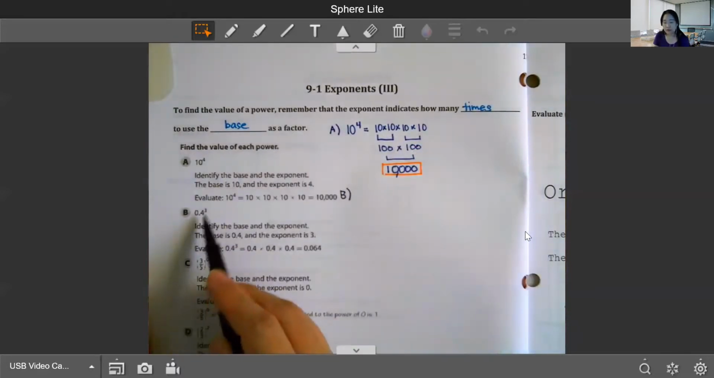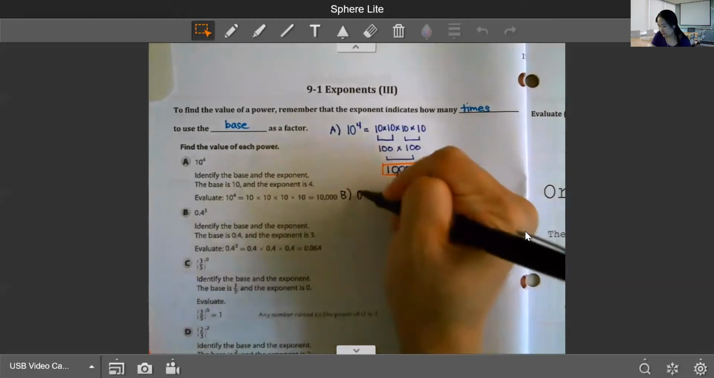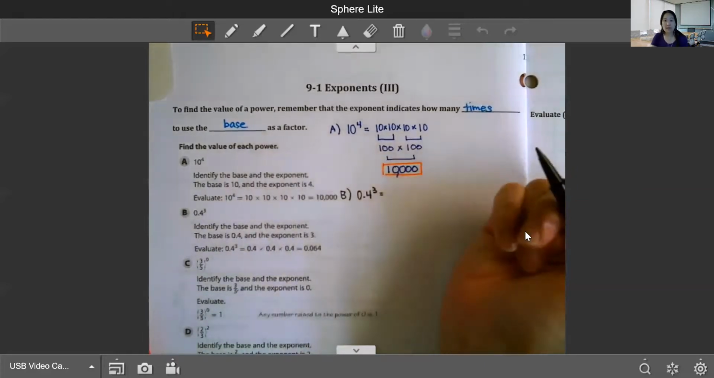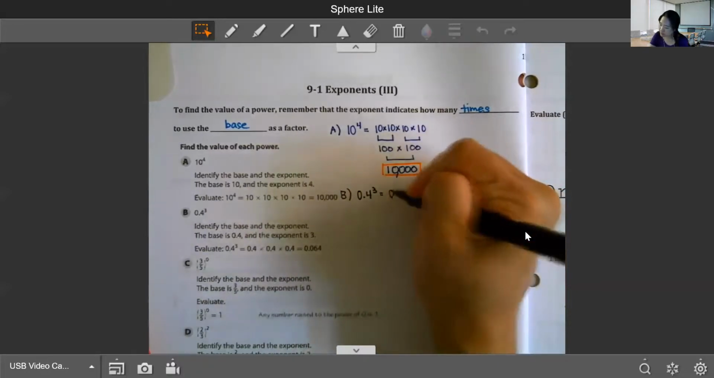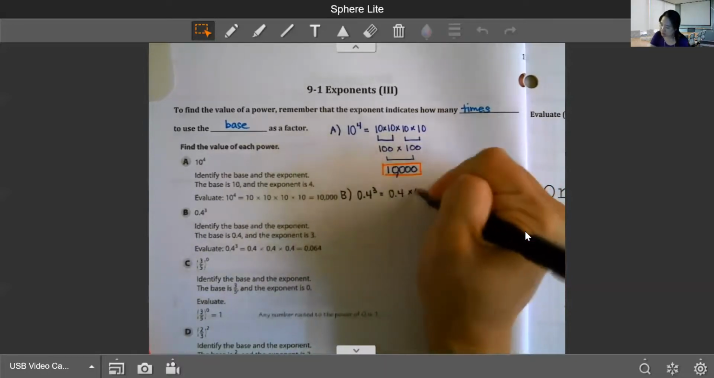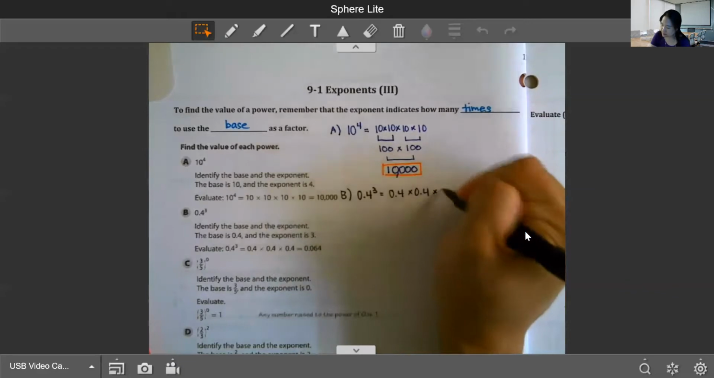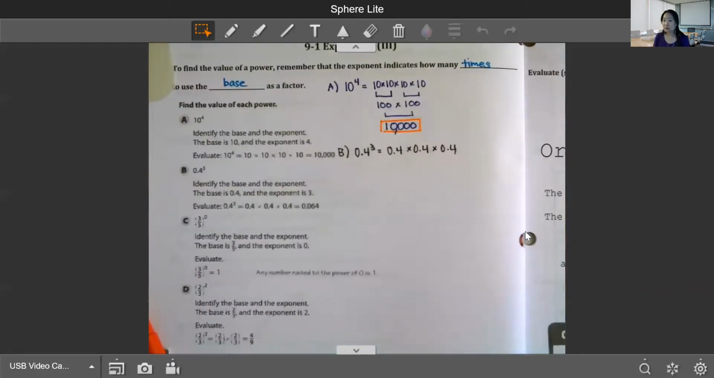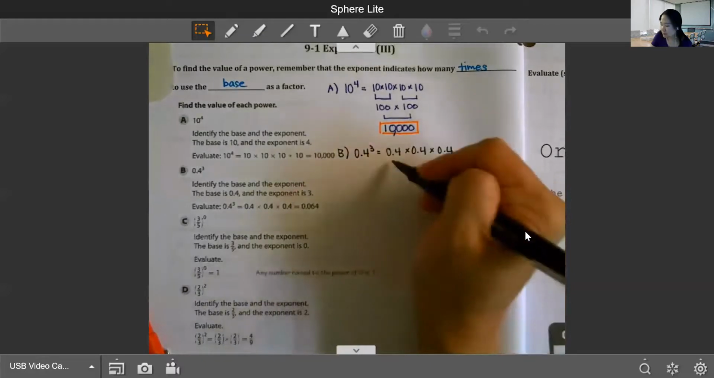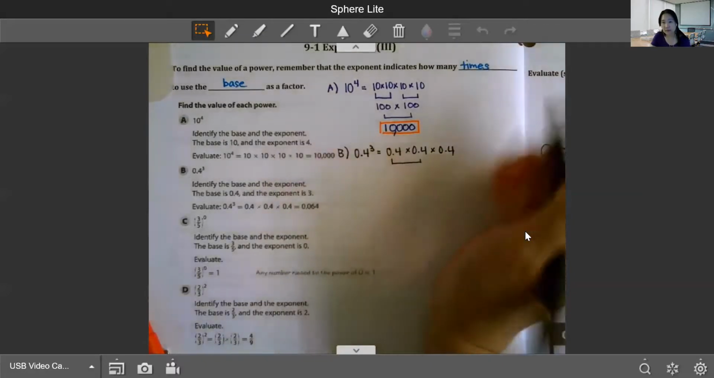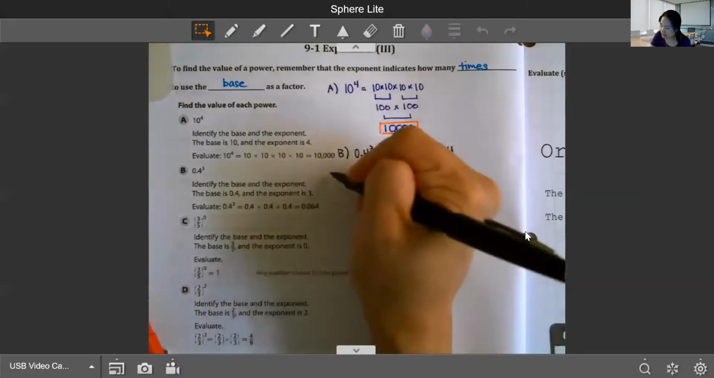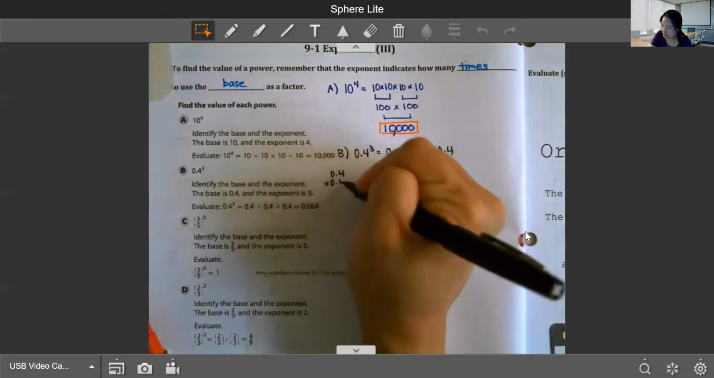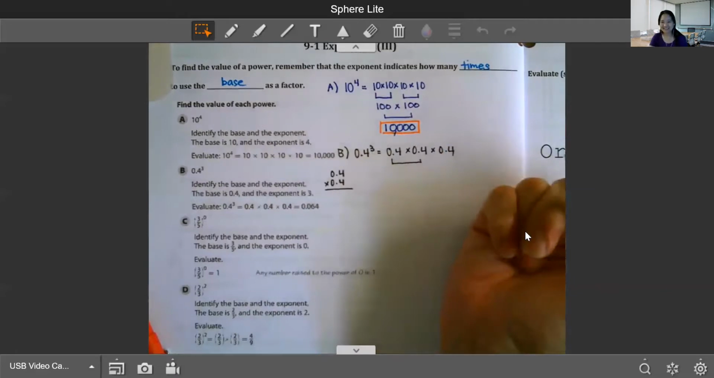4/10 to the 3rd power. So first I'm going to expand it. So it'll be 4/10 times 4/10 times 4/10. Now I'm going to multiply them. So 4/10 times 4/10. On the side, I'm going to show the work for my multiplication. Take a look.